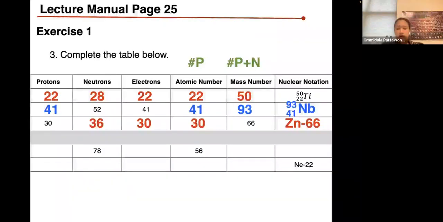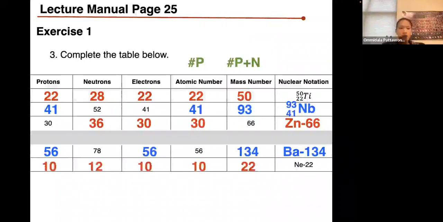All right, let's see the next one together. That's zinc-66. You can report it in either this form or this form; it doesn't matter, since they both represent the same thing. The next one would be barium-134. And the last one would be the number of subatomic particles for neon. If your answers are different from what I have here, please do not hesitate to reach out to me.